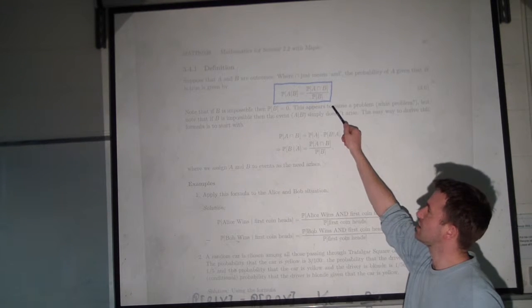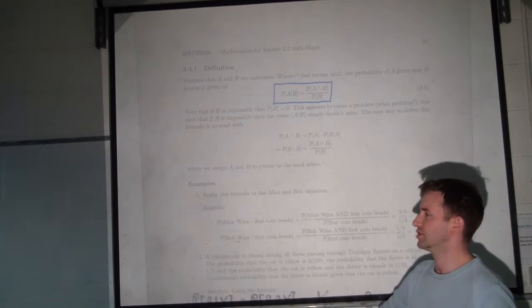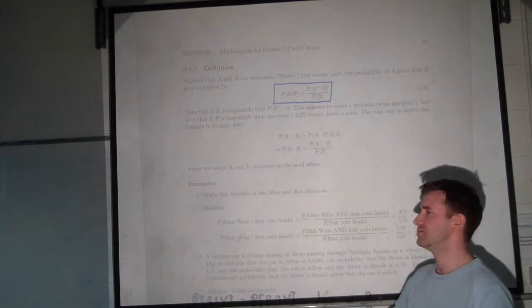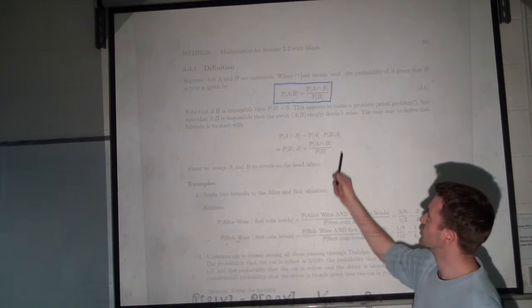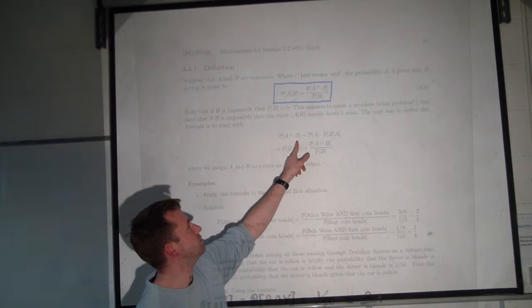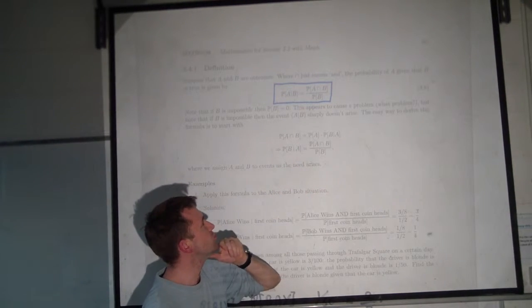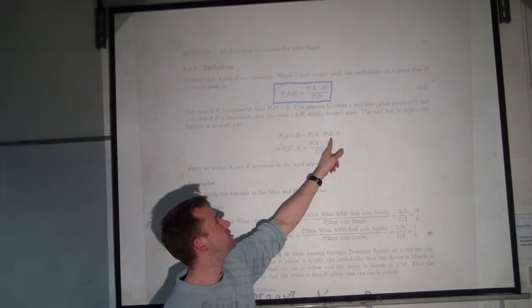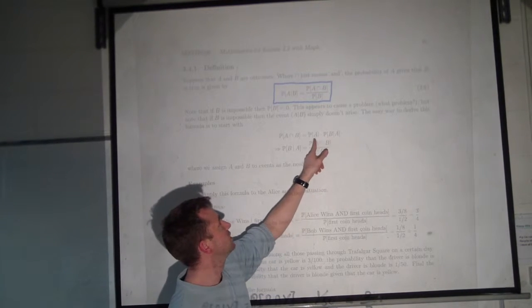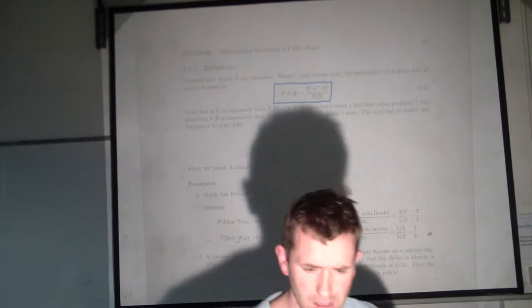So this is not on the tables, so you get used to it, you use it a couple of times and then you remember it, or else you come up with it like this. The probability of A and B would be the probability of A times the probability of B given that A is true. And so to get something like the probability of B given that A is true, you divide both sides by the probability of A. So this shouldn't be B, this should be A.